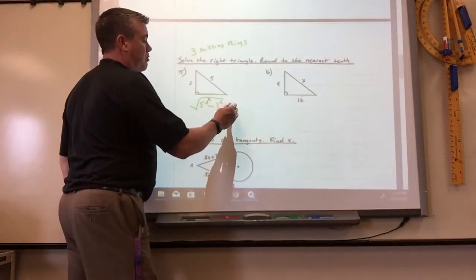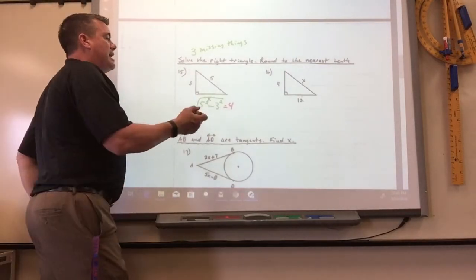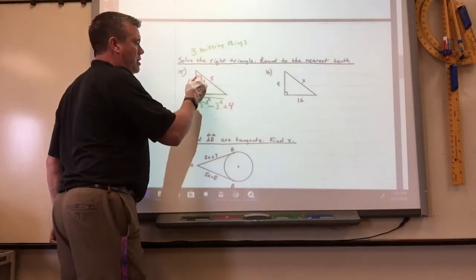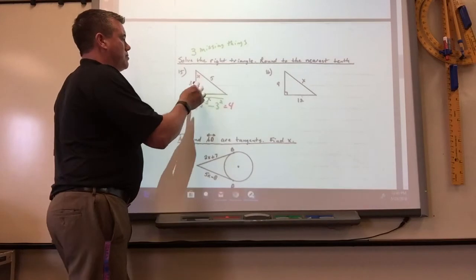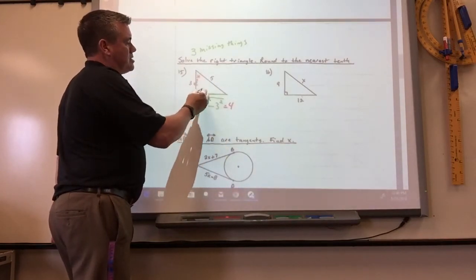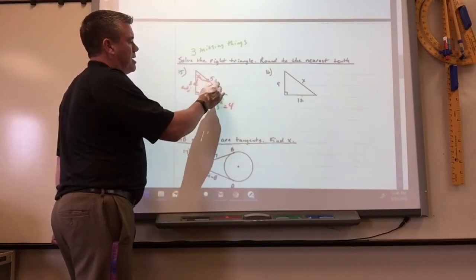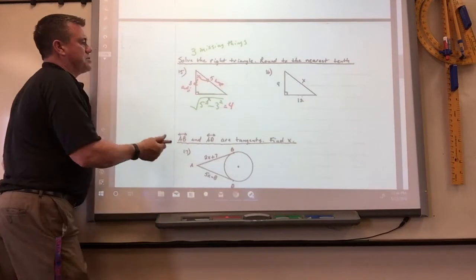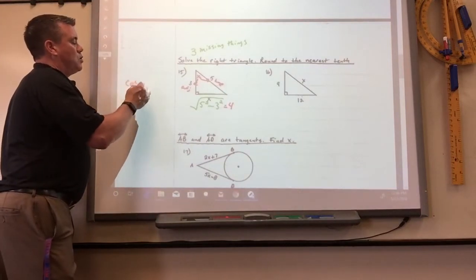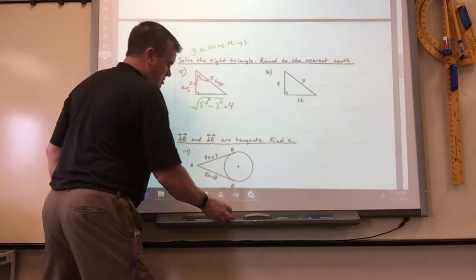So this turns out to be 4. It's a 3, 4, 5 triangle. Now, to find an angle, if I'm looking for that one, you can use any one of the sides, but I'll use 3 since it was given, and 5. 3 is adjacent, 5 is the hypotenuse, so that is cosine. Cosine of x equals adjacent over hypotenuse.